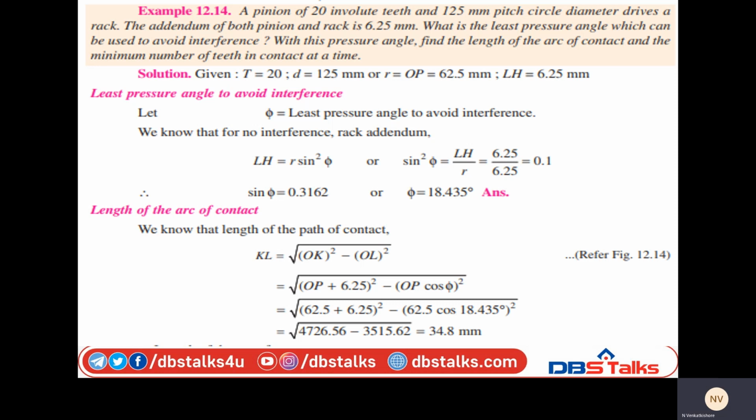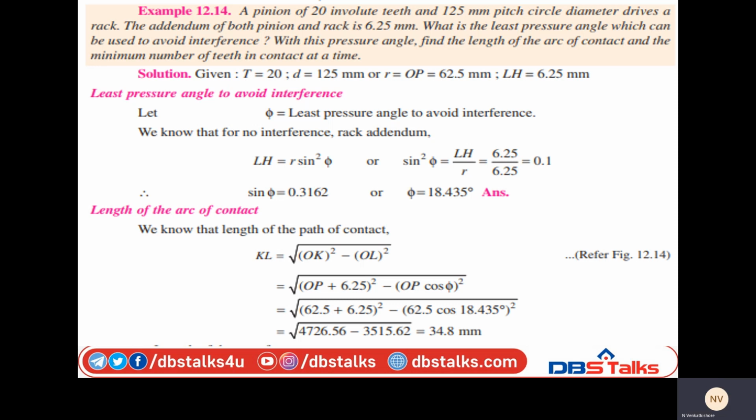Next, what is the length of arc of contact? And at the same time, lastly, the number of teeth. Okay, length of arc of contact means length of path of contact is KL is equal to square root of OK square minus OL square. So OK square means OP plus 6.25 whole square. Okay, this we can identify from the diagram.